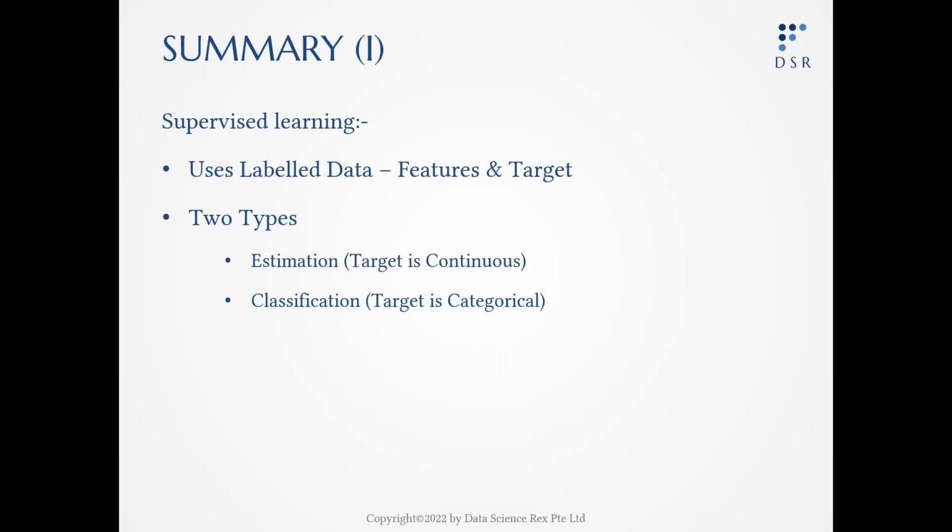In summary, supervised learning uses labeled data where there's features and target. And there are two types of supervised learning. One is estimation, where the target is continuous. And the other one is classification, where the target is categorical.